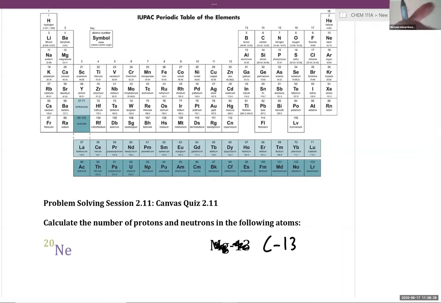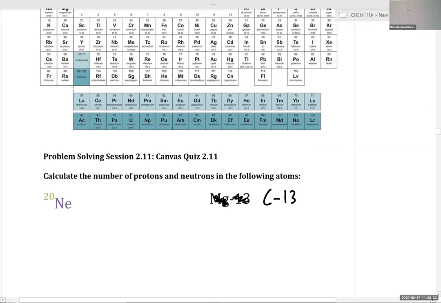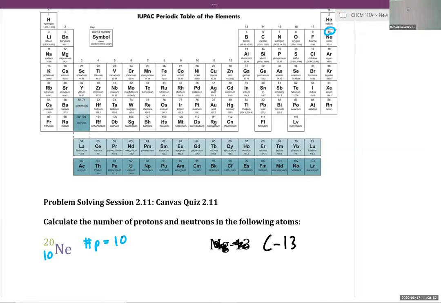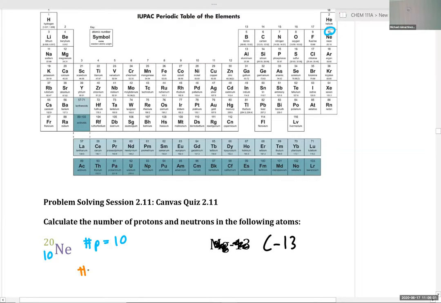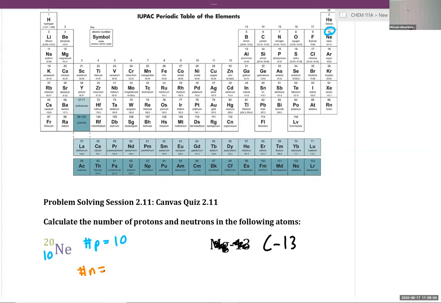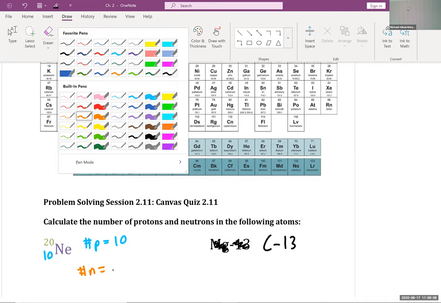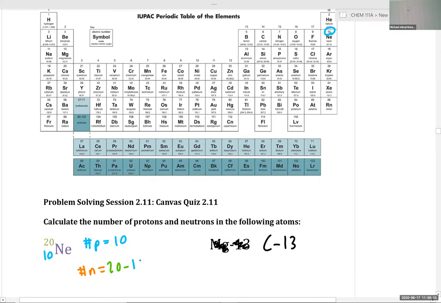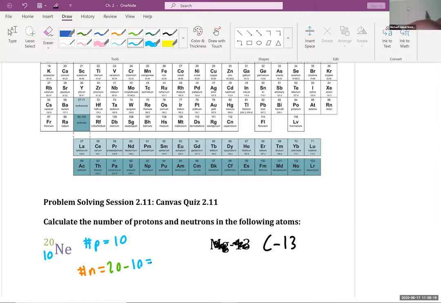So for neon, the first thing that we're going to do is figure out its atomic number. So if we go to neon, we see the atomic number for neon is what? What atomic number did we find for neon? 10, yep. So let's fill that in. So we know our number of protons is equal to 10. Our number of neutrons is equal to the mass number, which in this case is 20, minus the number of protons, which in this case is 10. 20 minus 10 gives us 10 neutrons.